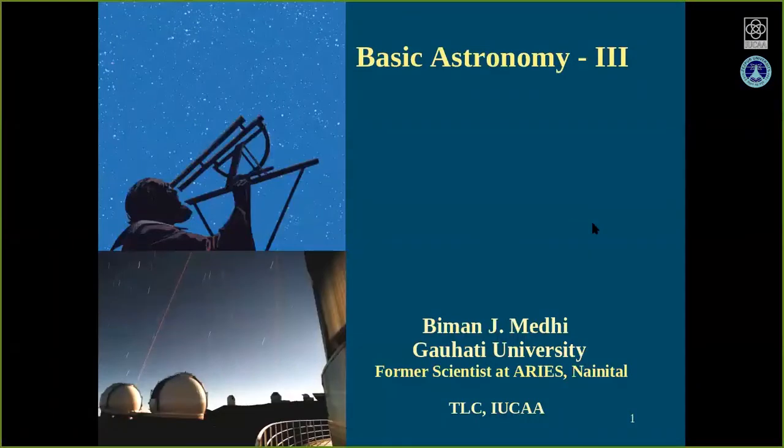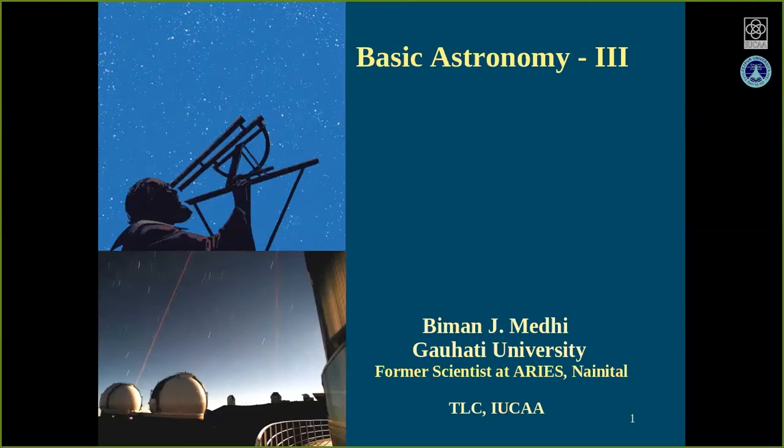Okay, so now we will be moving to basic astronomy part 3. Part 1 is complete, part 2 is complete. In part 2 we discussed all this photometric calibration. So now we'll discuss part 3. In part 3 we'll start with the telescope, then we'll talk about your celestial sphere and coordinate system.